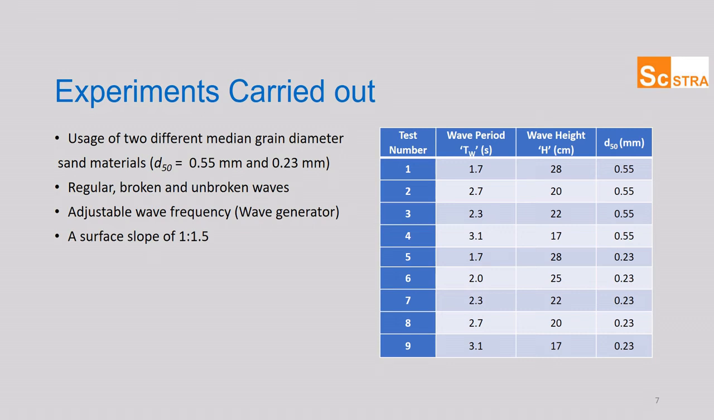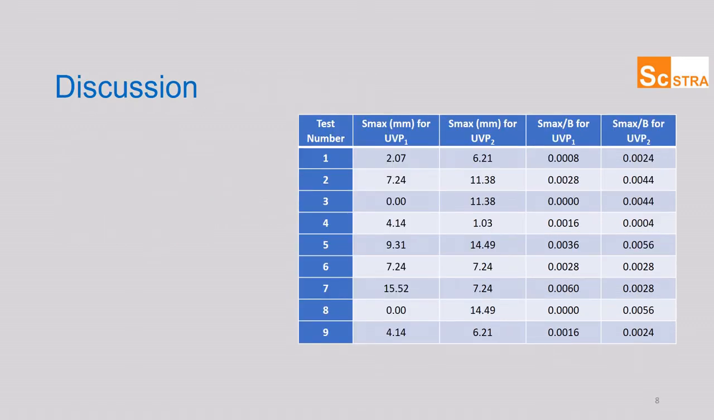The surface slope of the rubble mound breakwater is 1 per 1.5. The maximum scour depth values in millimeters are shown in the table. With the help of the width of the breakwater head, we can non-dimensionalize our values and use them in this table.